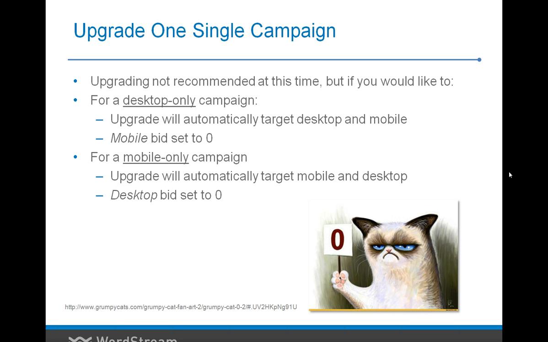If you have campaigns that are targeted to mobile only, then the upgrade will automatically target both mobile and desktop with your desktop bid set to 0. But again, the big thing to remember here is that there is absolutely no way to opt out of desktop bidding. Google isn't allowing advertisers to opt out of desktop, so there's no way to adjust your bid.